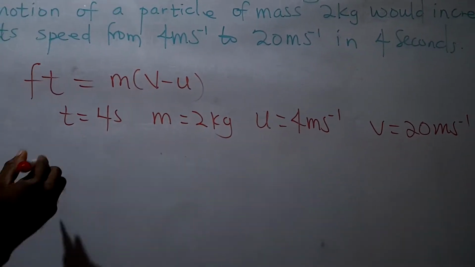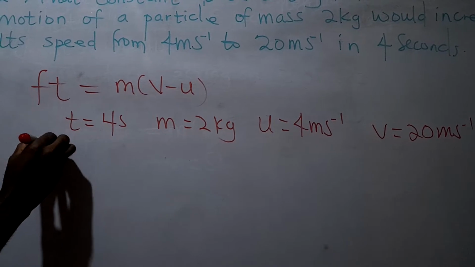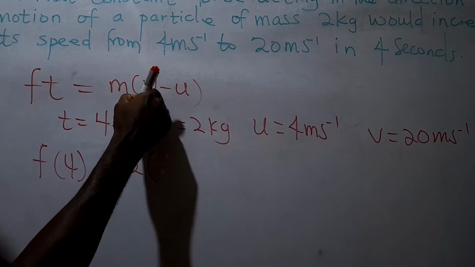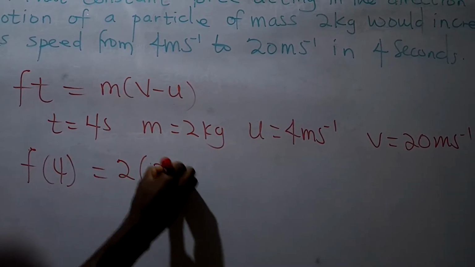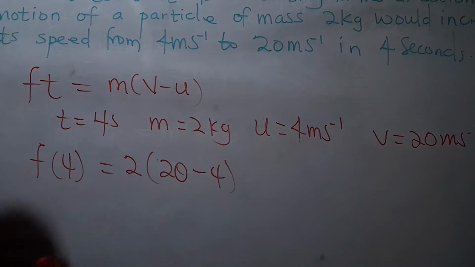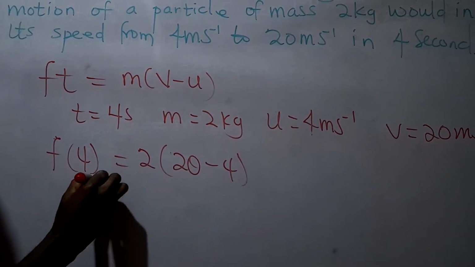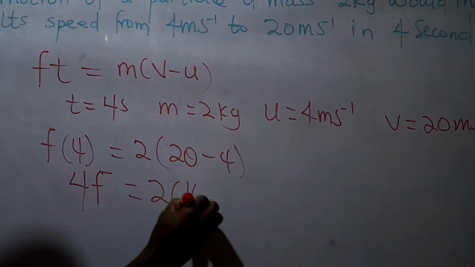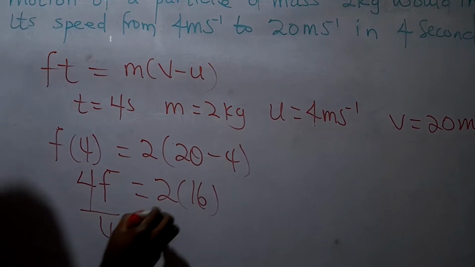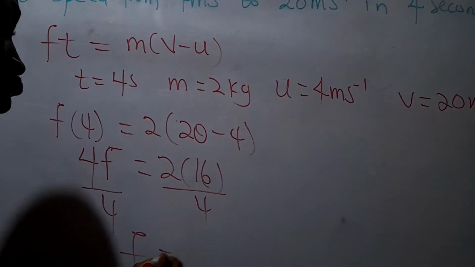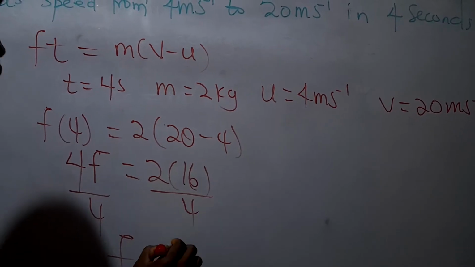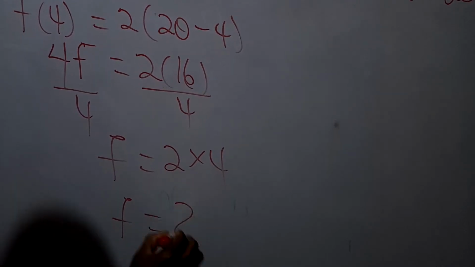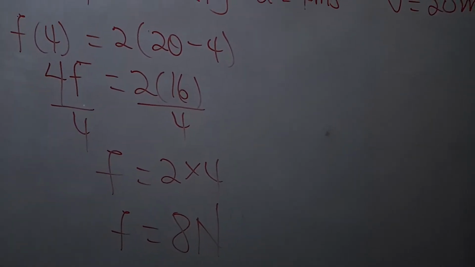So now, we can say that the force F times time 4 will be equal to 2 times the final velocity 20, minus the initial 4. So what do we have? We have 4F will be equal to 2 times 16, since 20 minus 4 is 16. I can divide both sides by 4. 16 divided by 4 is 4, so that will be 2 times 4. Then my force will be equal to 8 newtons. I hope you had 8 newtons.